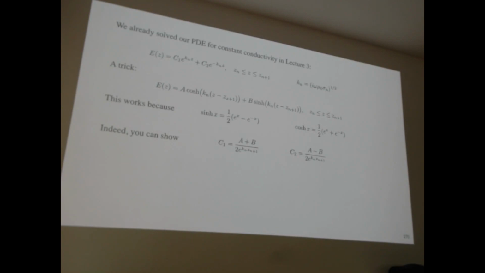So here's a trick. Don't ask me how somebody thought of this trick, but somebody did, and so I can use it. Instead of C1 and C2, we can write this as A cosh and B cosh.